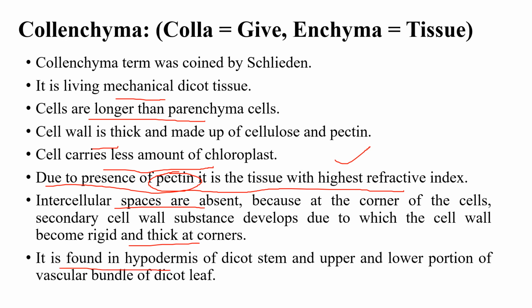It is found in the hypodermis of dicot stem. Remember this point very clearly. And it is found in the upper and lower portion of the vascular bundle of dicot leaf. What is hypodermis? The outermost part of the stem is known as epidermis. Under it, the hypodermis layer is present, and it is made up of collenchyma in the case of dicot stem. Then it is also present in the upper and lower portion of the vascular bundle of dicot leaf.